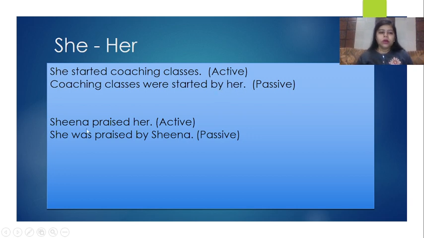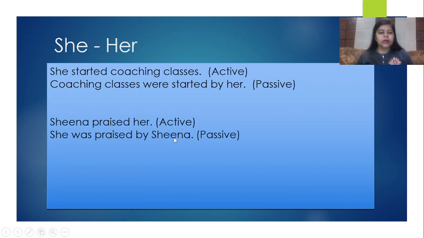Fine. Now next one, Sheena praised her. Praised means तारीफ करना. तो शीना ने उसकी तारीफ करी. So who has been praised? Her. So that is object here. So while changing the places of subject and objects, I'm going to convert her into she, and then according to the rule, was, were according to the subject, and then third form, then by, and then Sheena will remain same because this is a noun, not a pronoun, right? So she was praised by Sheena.